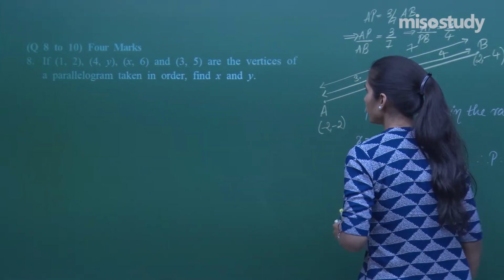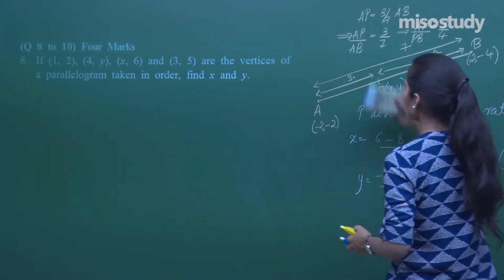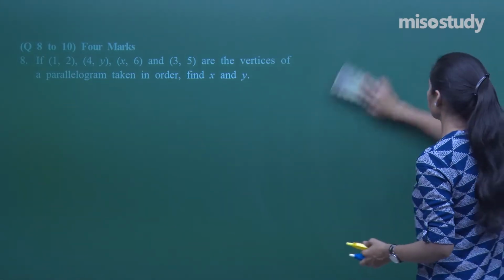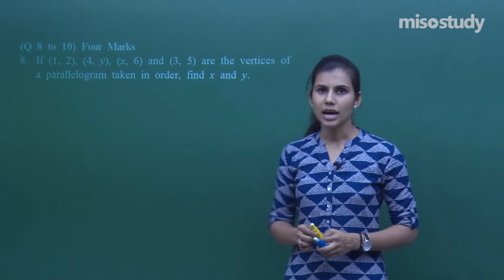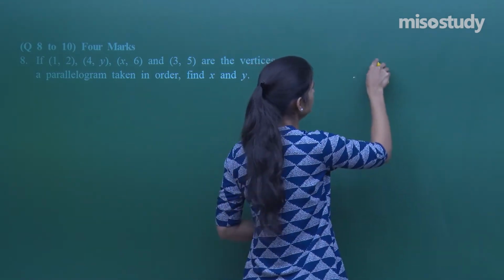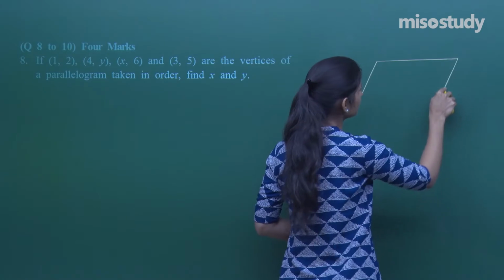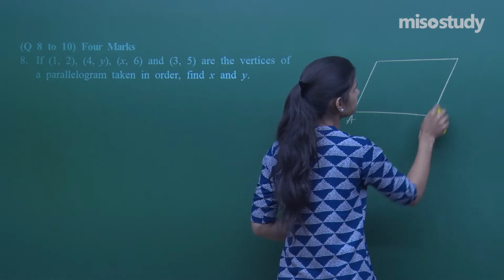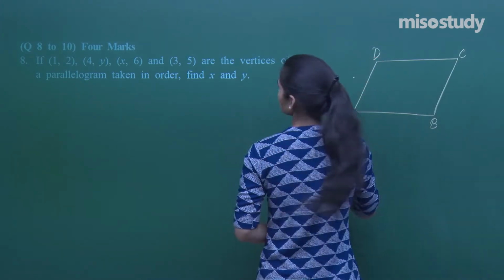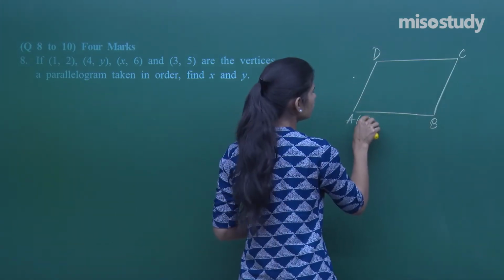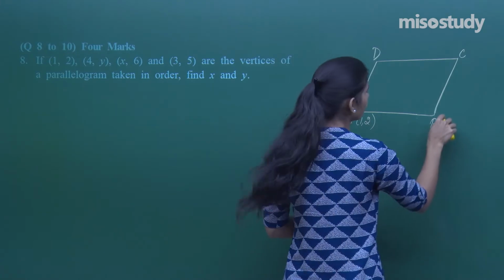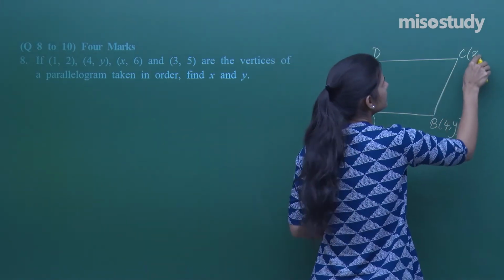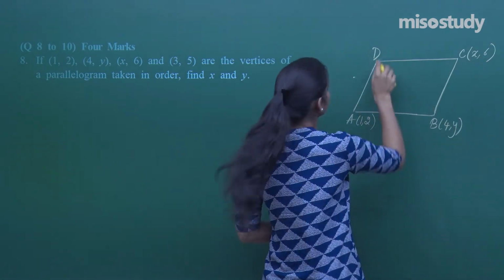Next I have these 4 points are vertices of a parallelogram taken in order. Find the value of x and y. Let's see how to find the value of x and y. That's the parallelogram. Say I take this as A, 1 comma 2, then in order I take B to be 4 comma y, then I take C to be x comma 6, D to be 3 comma 5.